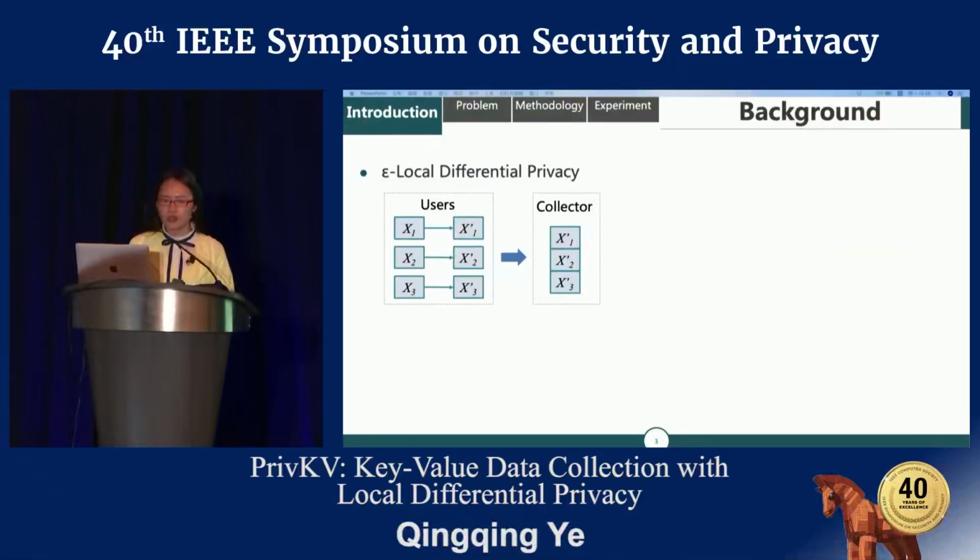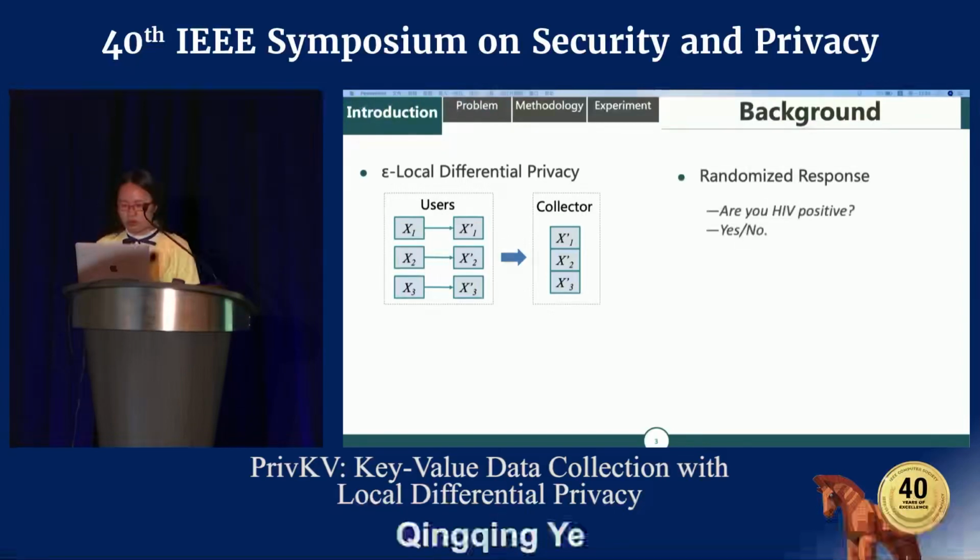Nowadays, data collection from individual users to collector is more and more pervasive. However, this may come with privacy issues. As an answer to privacy-preserving data collection, local differential privacy, always say LDP, is a privacy model where each user locally perturbs their data and then sends it to an untrusted data collector.